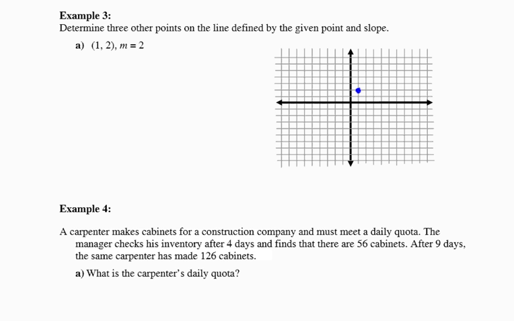Now that we have our coordinate, 2 over 1, we change our slope to a fraction. So which way are we moving? Up 2, right 1. So we're starting with 1, 2, and they want 3 other points. So we're going to go up 2, right 1. Up 2, right 1. So what point is that? What coordinate is that? X is 2, y is 4.